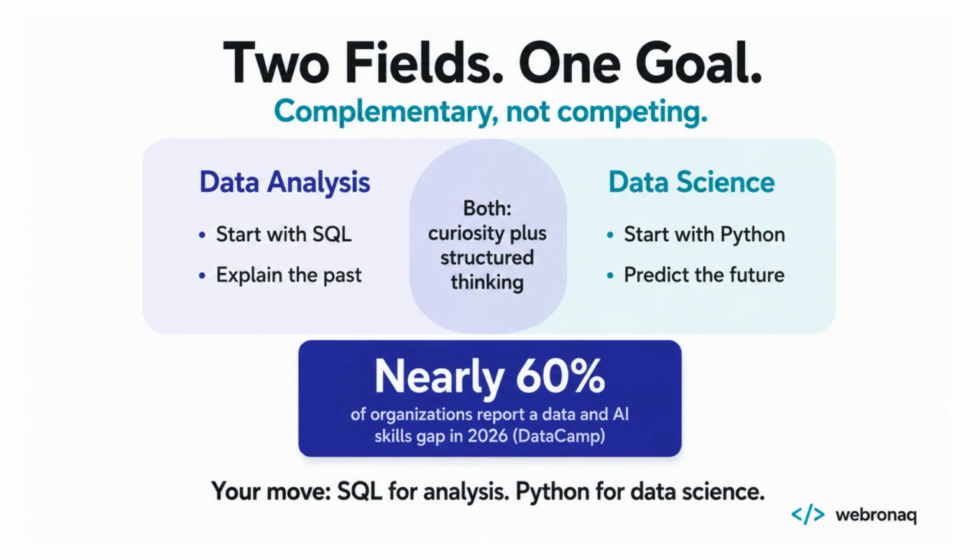Here is a number that should motivate you. The DataCamp 2026 State of Data and AI Literacy Report found that nearly 60% of organizations report a data and AI skills gap right now. Companies are desperate for people who can do this work.